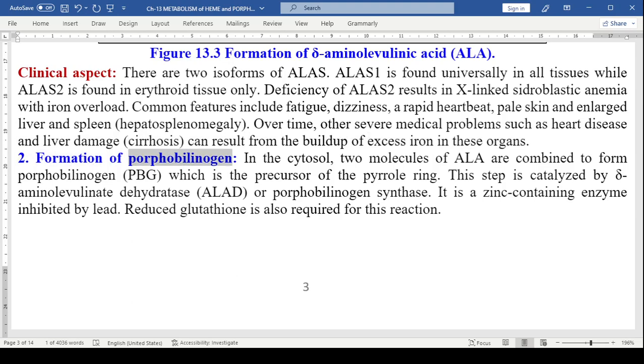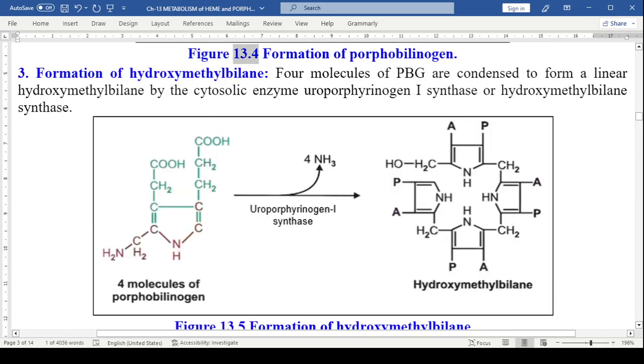2. Formation of porphobilinogen. In the cytosol, 2 molecules of ALA are combined to form porphobilinogen, PBG, which is the precursor of the pyrrole ring. This step is catalyzed by delta-aminolevulinate dehydratase, ALAD, or porphobilinogen synthase. It is a zinc-containing enzyme inhibited by lead. Reduced glutathione is also required for this reaction. Figure 13.4 Formation of porphobilinogen.